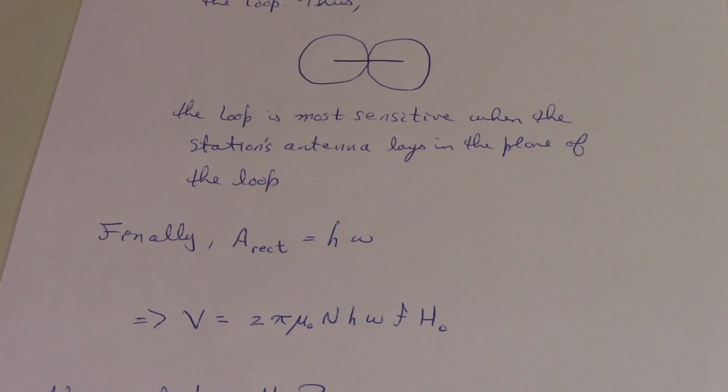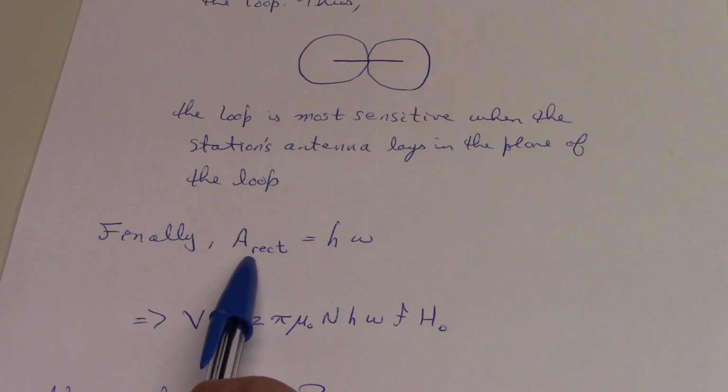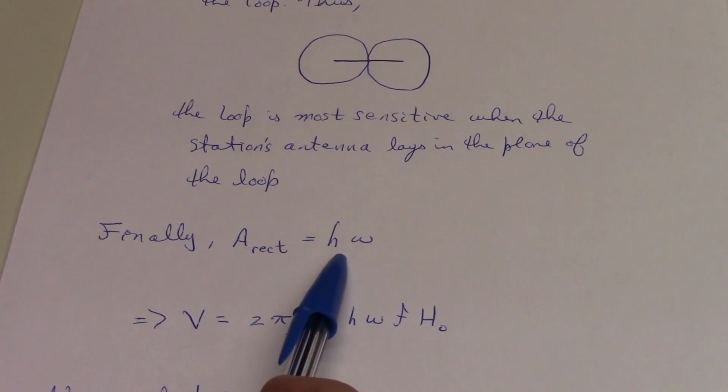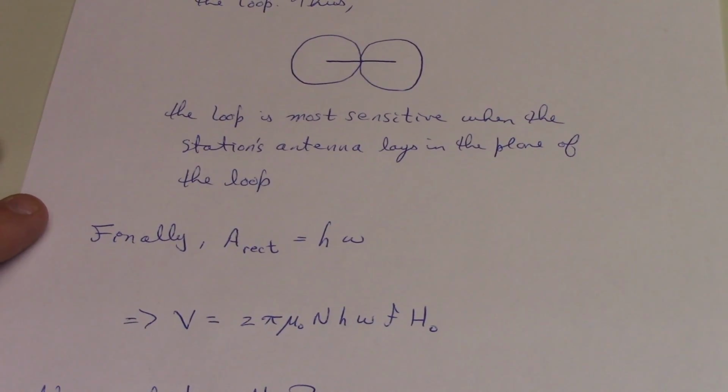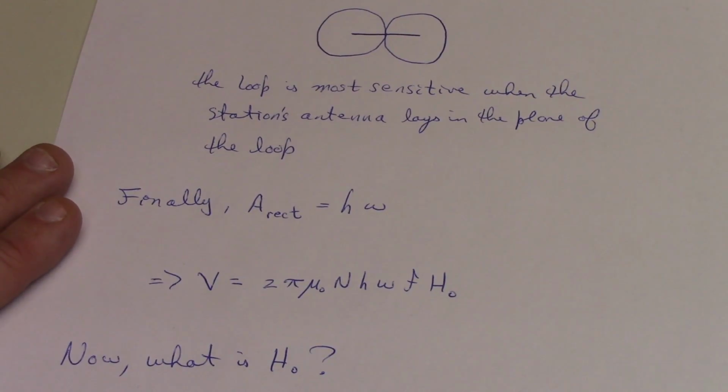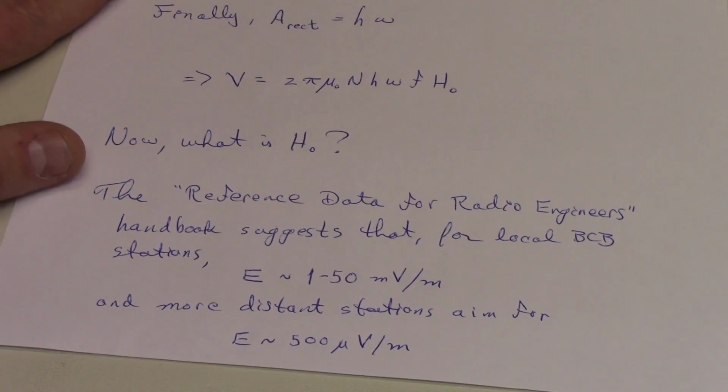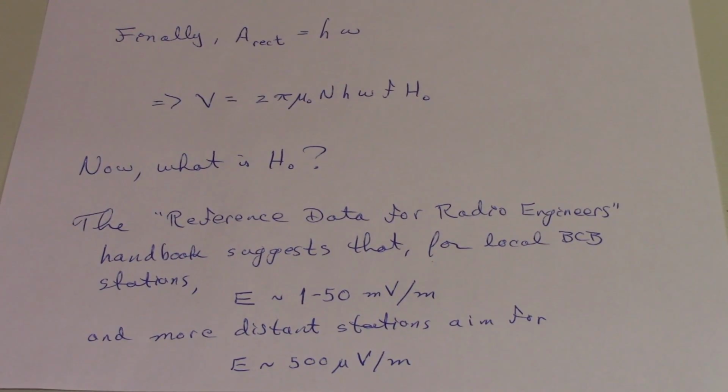And then finally, if you make a rectangular loop, which I did, you get the area of that rectangle. It's just the height times the width. And you have the following expression for the voltage at the terminals of the loop. Well, we know everything here except for H naught. So, what is H naught? Well, you could actually estimate H naught by measuring the voltage through a loop. And that's not what I'm going to do today, although it's just a simple division.